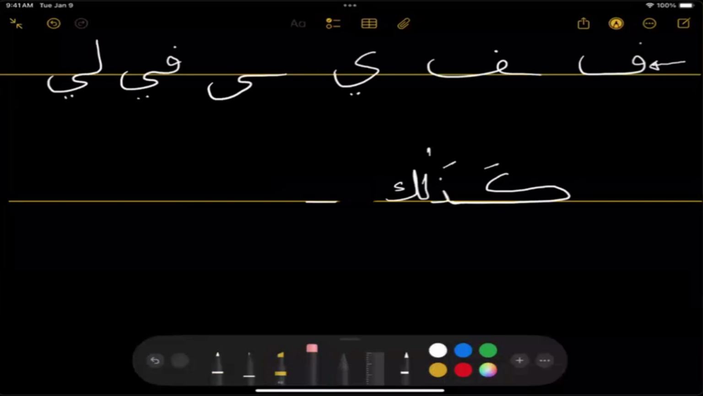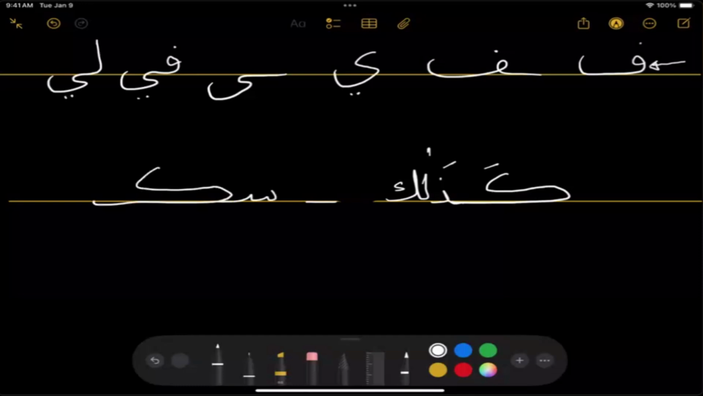In the middle, you can also do it. You can say, for example, let's say, sukkar, sukkar, sugar, sukkar. So in the beginning and the middle can take this shape too. So we can write this like this.